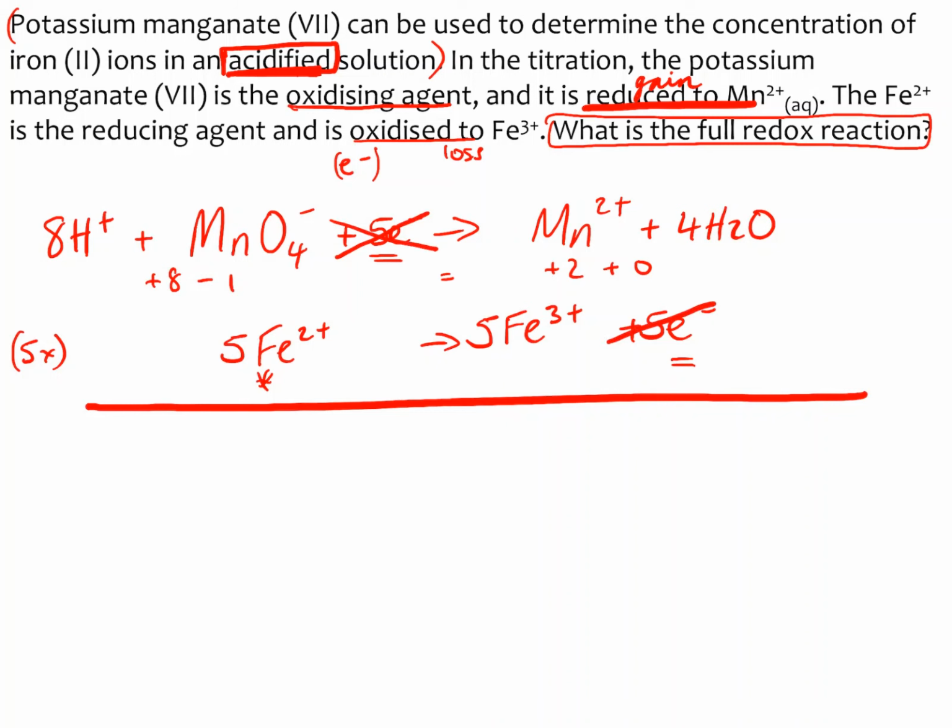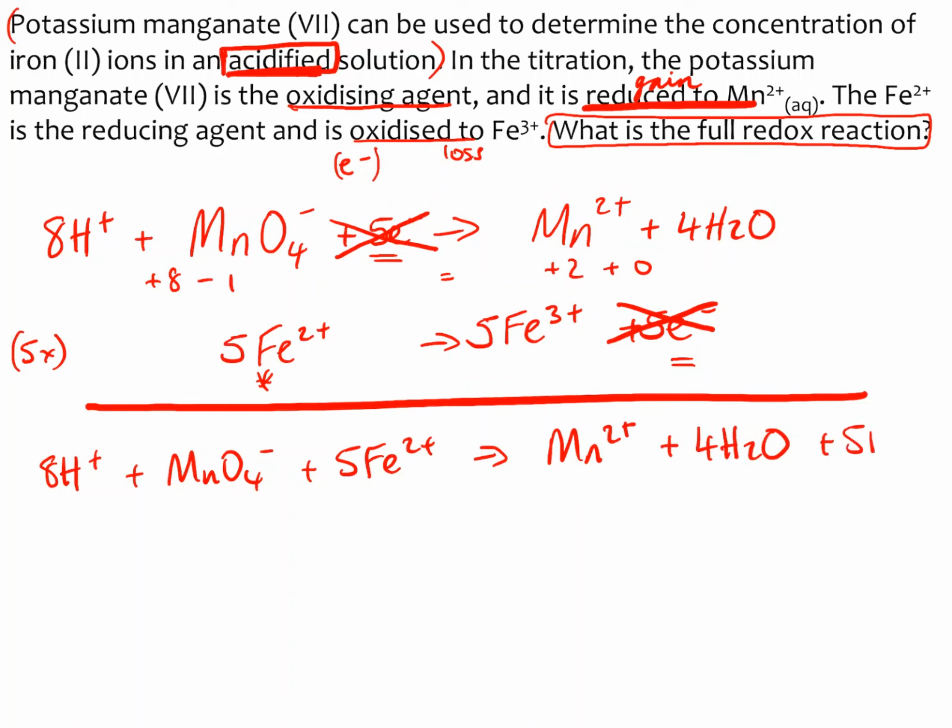That then means that we can cancel out the 5e- on the left and on the right for the two half equations, and we can just then put everything on the left hand side together, everything on the right hand side together, and that will give us our ionic equation. So it doesn't matter what order you put these in when you write these down, as long as everything that's on the left is on the left hand side and everything on the right is on the right side. So 8H+ + MnO4- + 5Fe2+ forms Mn2+ + 4H2O + 5Fe3+. And there's the full redox reaction.